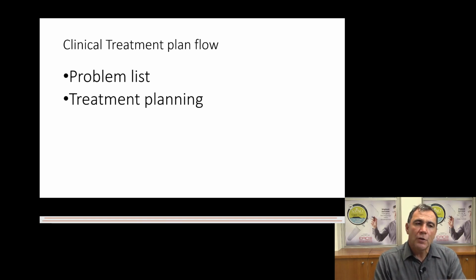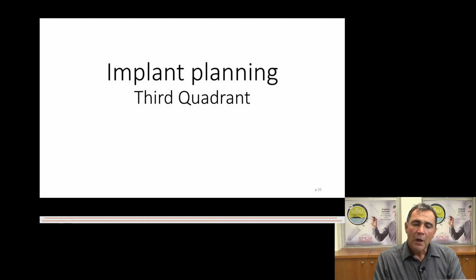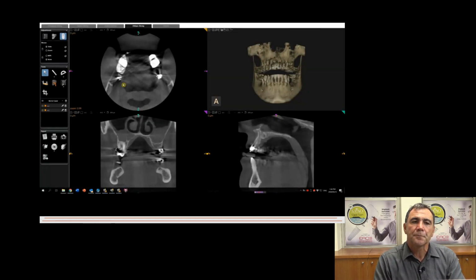So we did a treatment plan after looking at all of the problems, and this patient needed extended treatment. But one of the wishes that he had at the end of it was that he wanted implant supported teeth in the posterior so that we could reconstruct the anterior in a more effective way. So I'm just going to show you how I do the implant planning in the third quadrant.